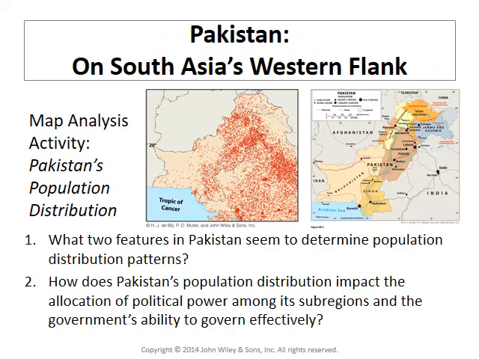Compare maps of Pakistan's population distribution and Pakistan's subregions. From the population map, what two features seem to determine population distribution patterns? And how does Pakistan's population distribution impact the allocation of political power among its subregions and the government's ability to effectively govern?